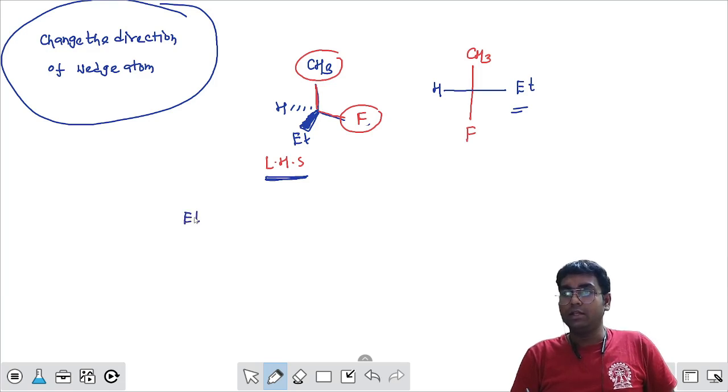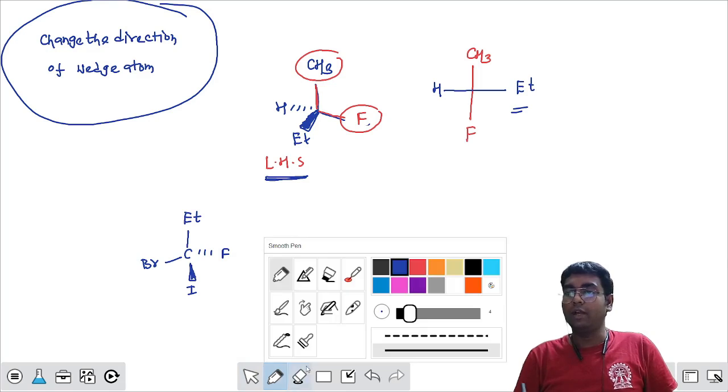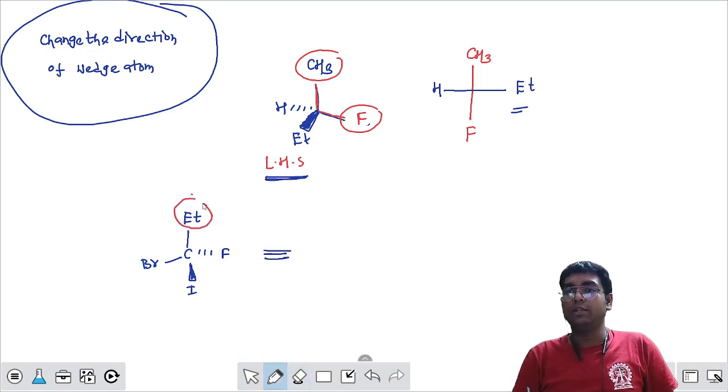So this is the ethyl carbon. Let's make it something like this, iodine and fluorine. So we can see this is which type of projection? This is a flying wedge projection, and we have to convert it to the Fisher projection. Now we have to look at the substituents which are on the plane at first. So ethyl and bromine are on the plane, and we can just write it this way.